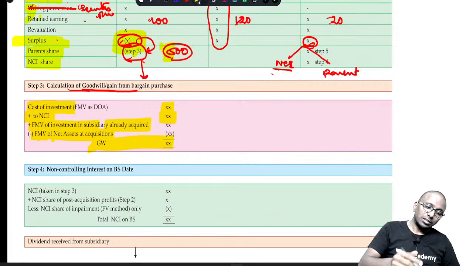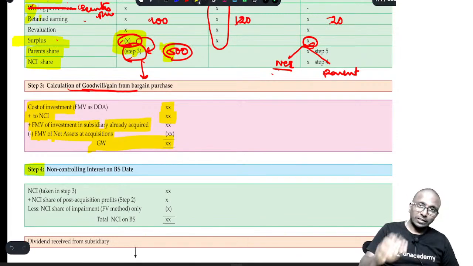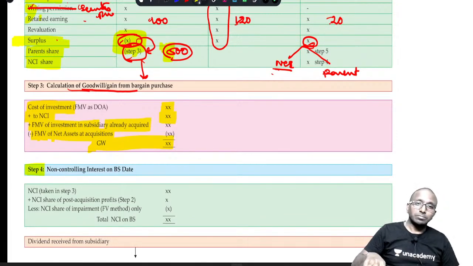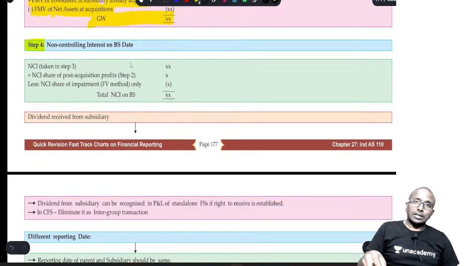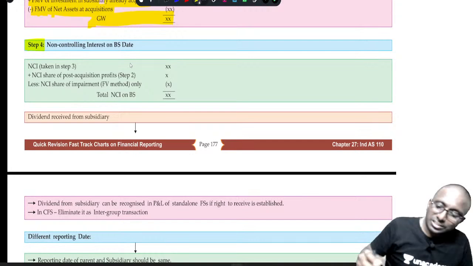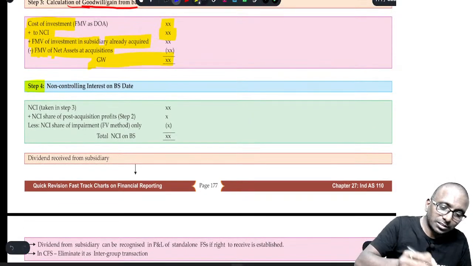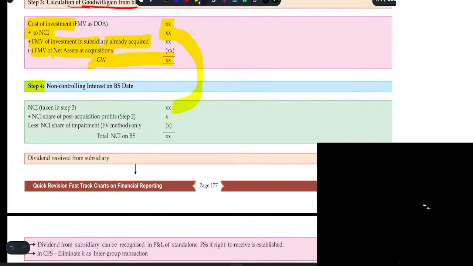Next, step number 4. I told you there are totally 5 steps; out of them, this is the 4th one. NCI, which is a very easy concept. Whatever NCI you have measured just now, where have you measured it? Here only. The same number is going to come here.